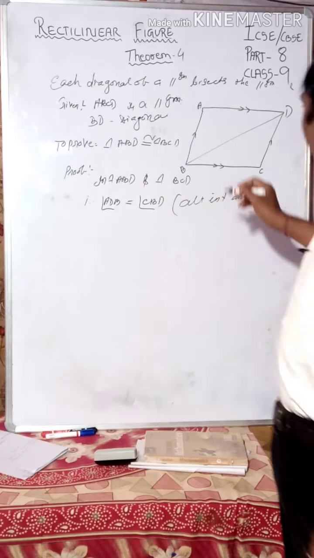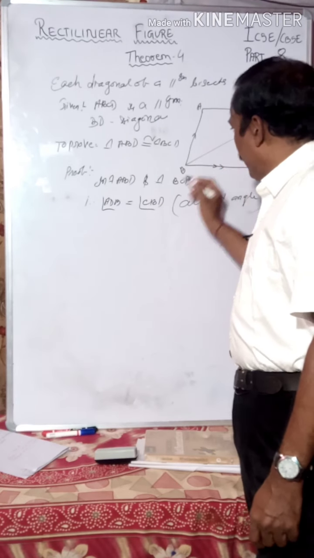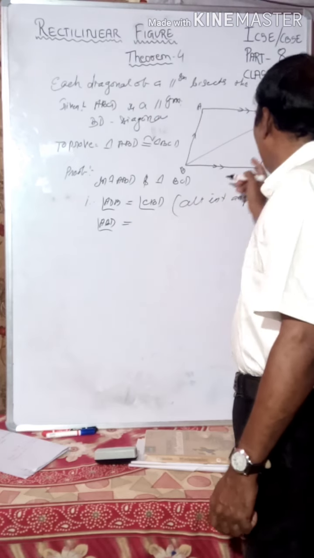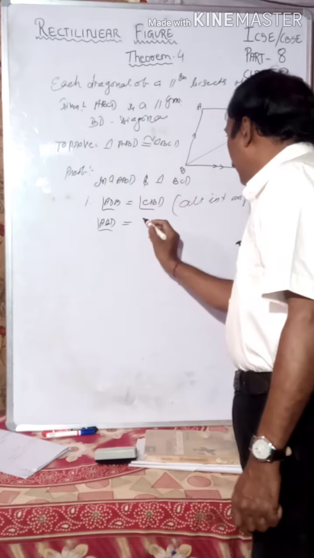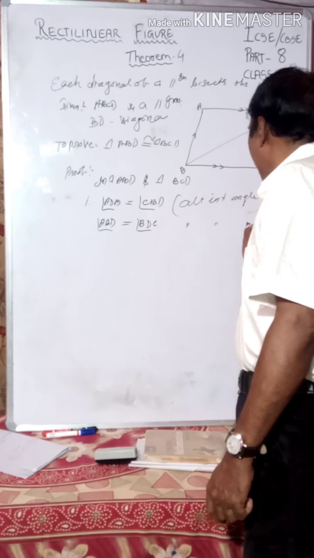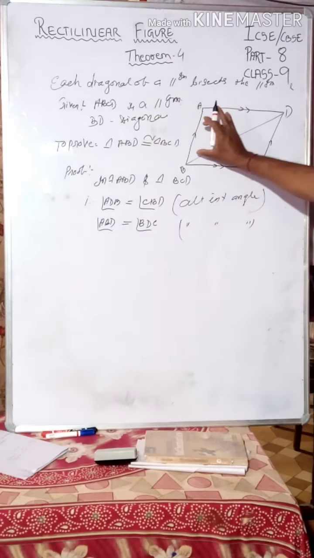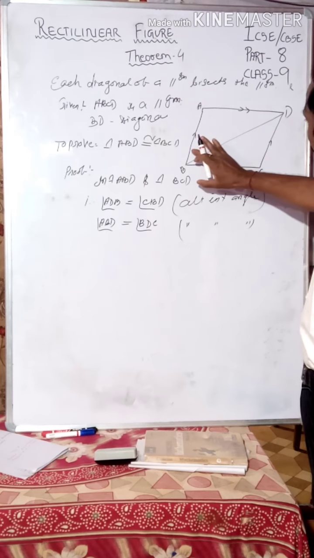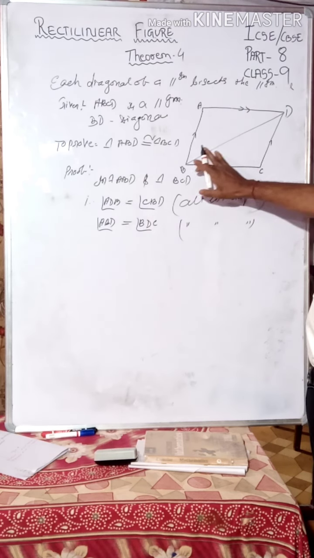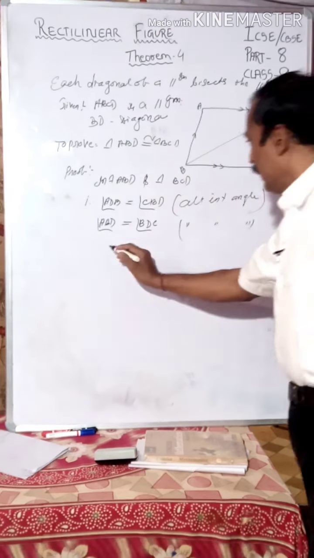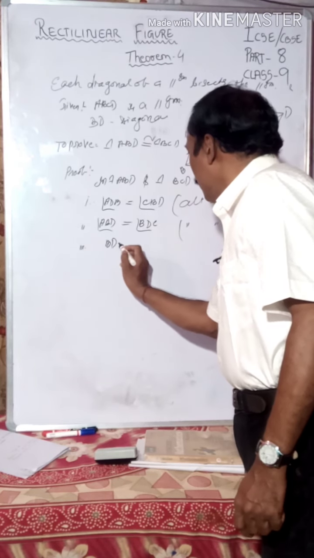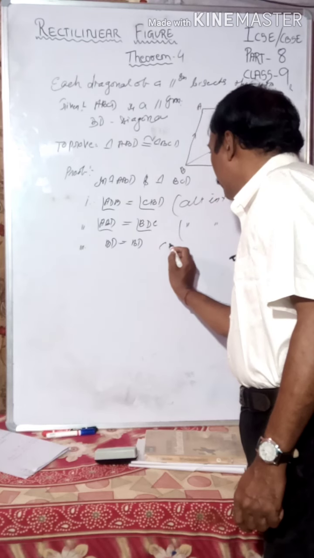Then another angle: angle ABD is equal to angle BDC. Angle BDC is also an alternate interior angle, because these are the parallel lines and this is the transversal. AD is parallel to BC, BD is the transversal, so this is equal to this. And the third point, BD is equal to BD, common.